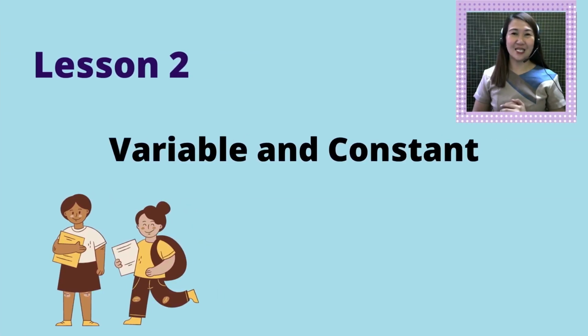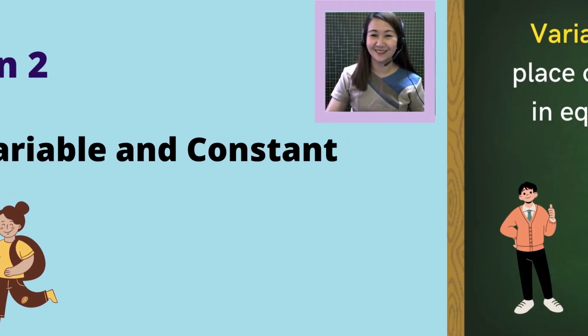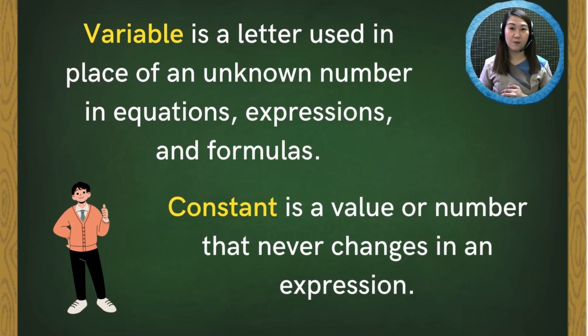We are now in lesson number 2. Now we are going to learn about the variable and constant of an algebraic expression. But first, let us review the meaning of variable and constant. Remember that variable is a letter used in place of an unknown number in equations, expressions, and formulas, while constant is a value or number that never changes in an expression.